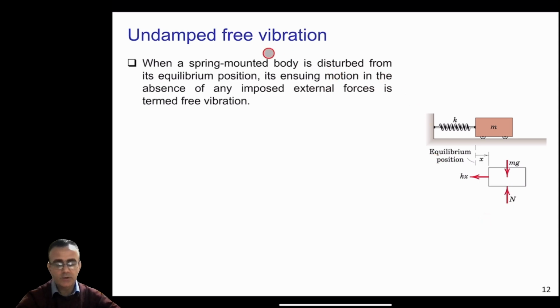Okay, so now we can talk about the undamped free vibration. In this case, when a spring mounted body is disturbed from its equilibrium position, its ensuing motion in the absence of any imposed external force is termed free vibration. So this is what we call free vibration, because there is no external force here. You just move this mass from its equilibrium position, and then just leave it, and it will vibrate on its own. So there is no external force that will vibrate this system here.